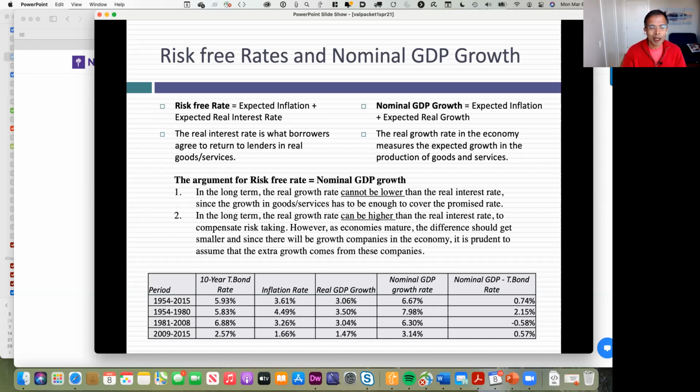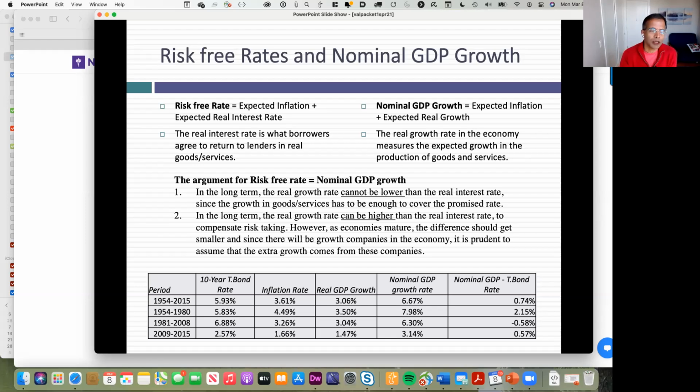You see why? Because if everybody's going around promising other people 2% more in goods and services, and I'm not growing at least 2%, I'm in serious trouble. In the long term, my real growth rate cannot be less than my real interest rate. It can't be much higher either, because otherwise you're going to get this deficit between the two. In the long term, the best predictor of nominal growth in the economy is in fact your risk-free rate.